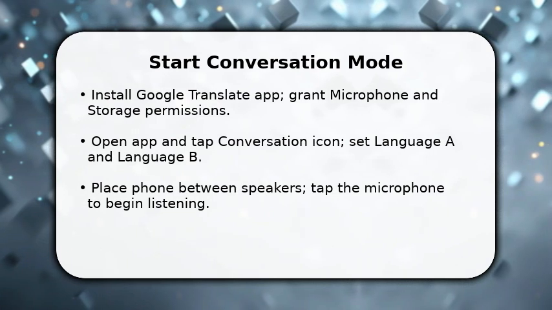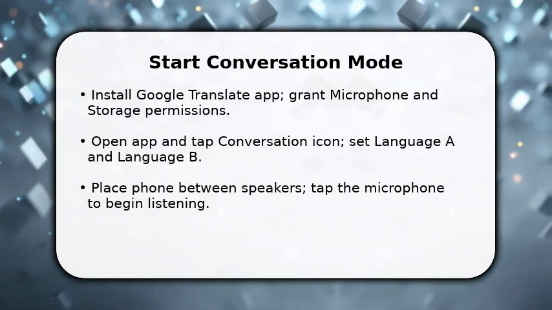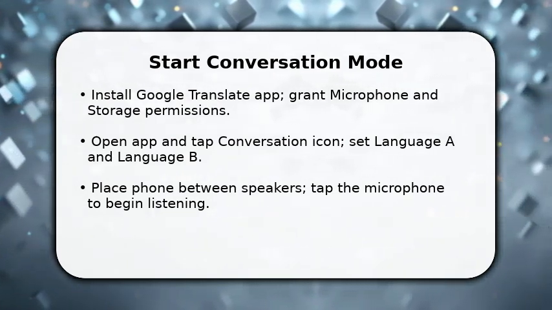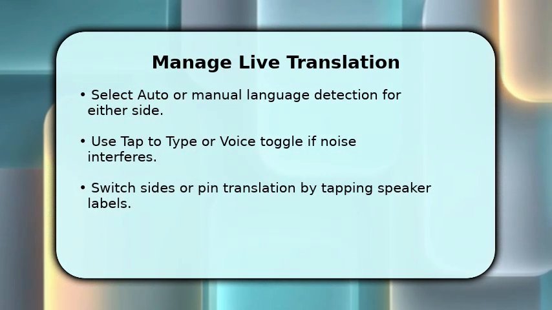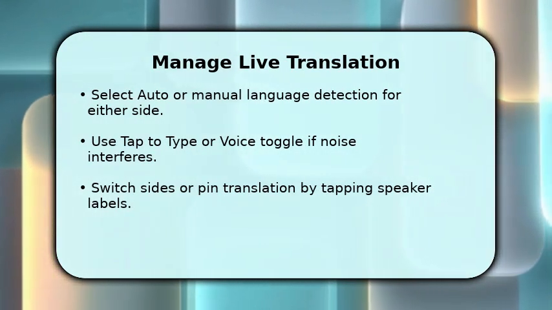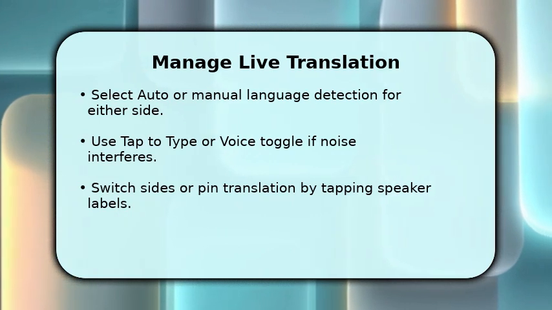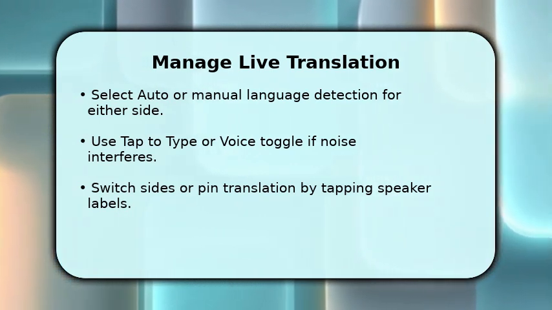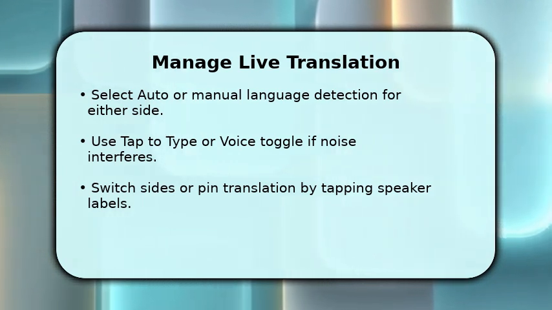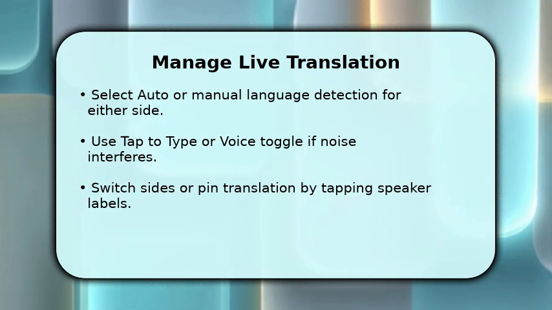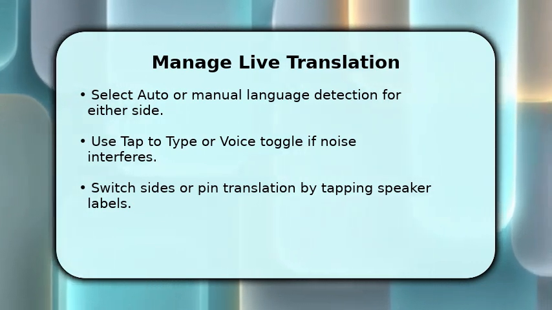This immediate start skips extra menus and gets you into a live, back-and-forth exchange fast while the app learns each speaker's voice patterns. Now you manage the middle of the exchange. Choose Auto Detect when speakers switch often, or lock each side to a specific language when conversations stay consistent. You can tap a speaker's label to force that side's language, which improves accuracy during overlaps.